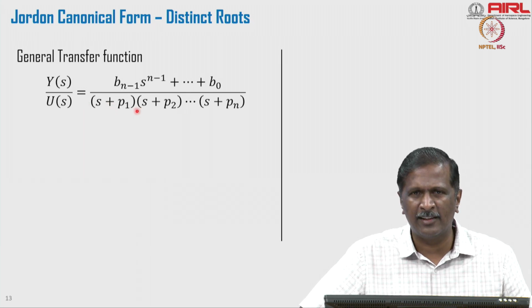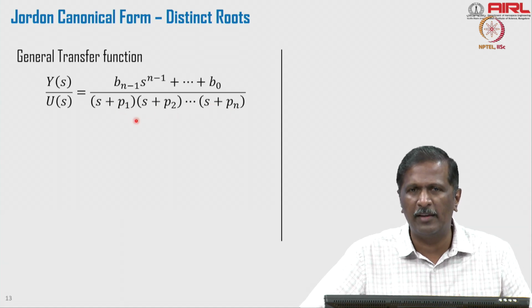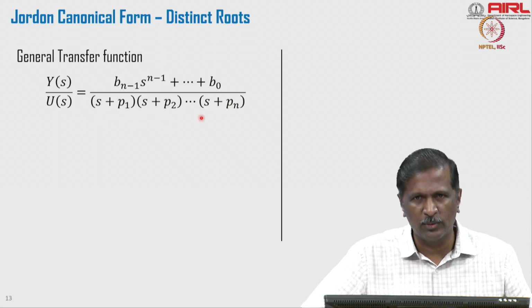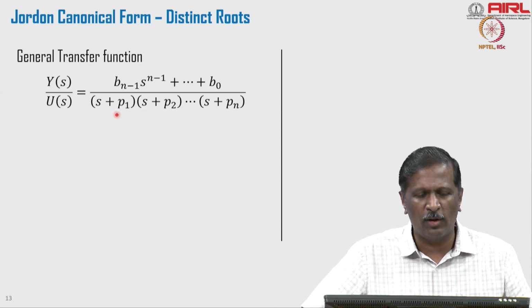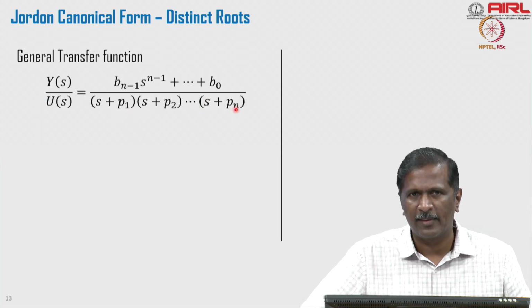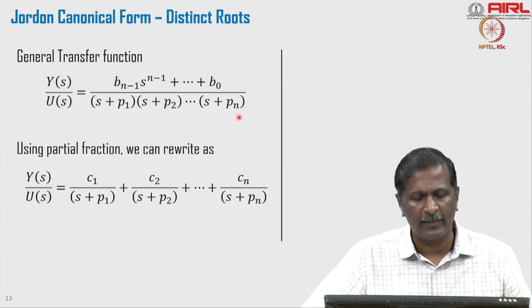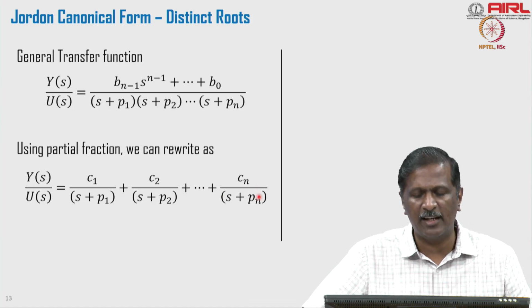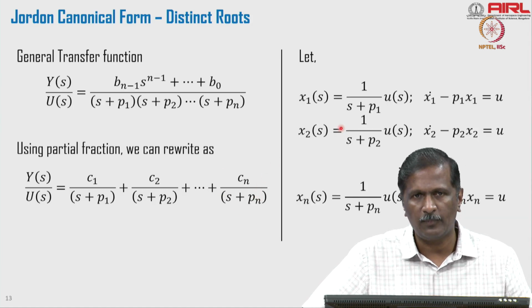You see here the characteristic equation, usually it will be given as an nth order polynomial. I am giving it in the product of the poles. So I try to find the eigenvalues, and all these P1, P2, Pn are those eigenvalues of the system. I am representing them in this form. If you see, all these poles are distinct, right? No repetitive poles. So we can use a partial fraction for this particular transfer function, and we can write it in this form: C1 by S plus P1, C2 by S plus P2, and so on, Cn by S plus Pn, right?